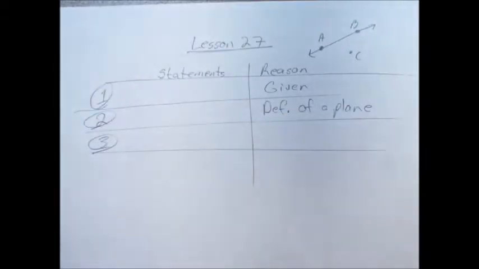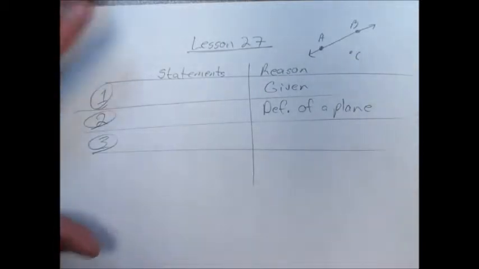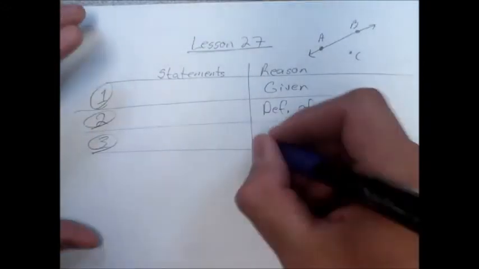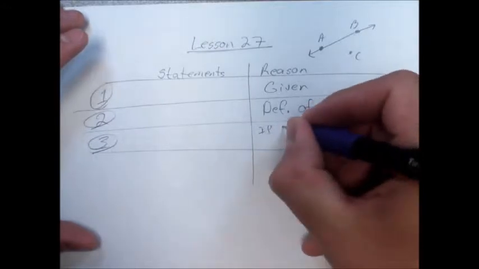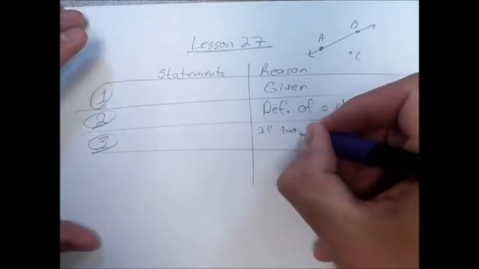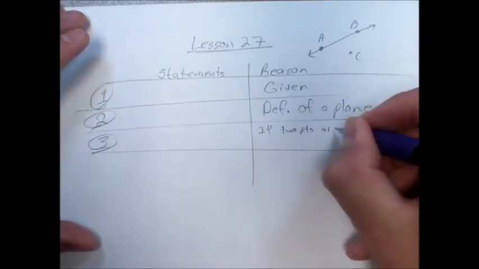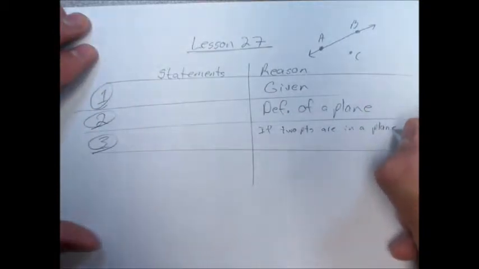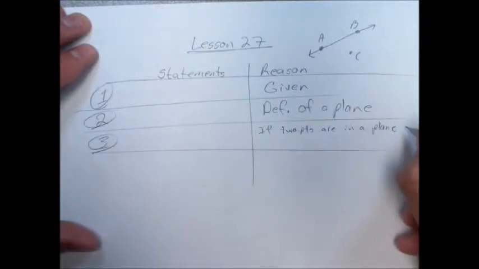I didn't memorize the postulates. I don't expect you to memorize the postulates, but you do need to have them. This one was postulate 8, but you need to know the definition. This is if two points are in a plane, then the line containing them is also on that plane.